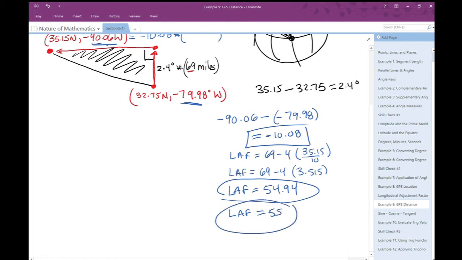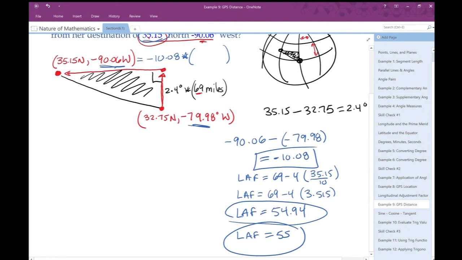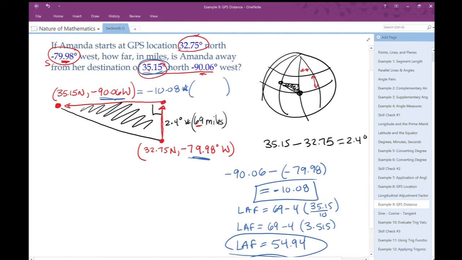We don't need to be precise. They just want you to demonstrate the process. So we're going to say it's about 55 miles in between the lines here where we are located on the globe that we are traveling. And that means we're going to multiply this by 55. So our triangle now, we have 10.08 times 55.